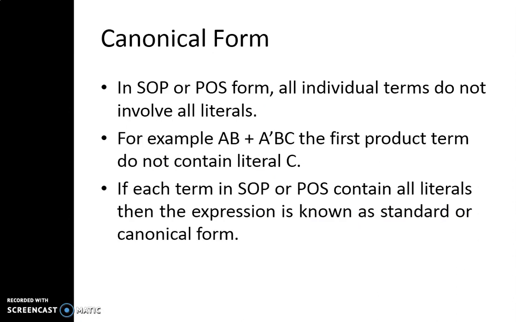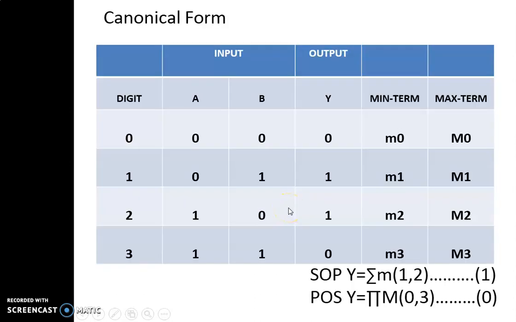Along with this we need to study what is a canonical form. In some cases, in SOP form and POS form, all the input variables are not present. For example, we can consider a simple example here, AB plus A bar BC. In this case, in the first term the C variable is missing. To represent this we have to use the canonical form. In canonical form all the input variables are present in each term. So how to represent the canonical form?